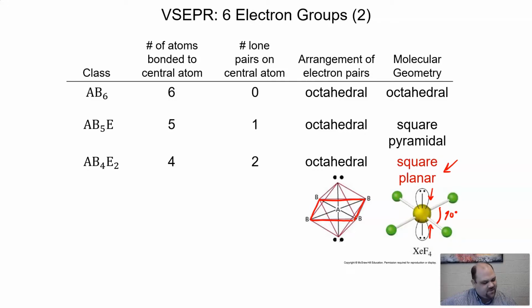If we took one more off, then we'd be back to, I'm going to just cross it out here. If we took one more off, we'd be back to T-shaped, right? And if we took another one off, we'd be back to linear. And so those are just like what we saw with the trigonal bipyramidal.